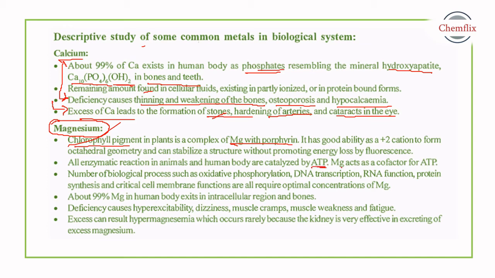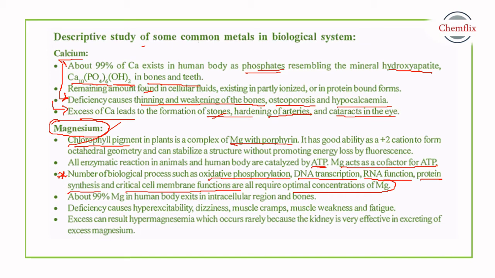Magnesium acts as a cofactor of adenosine triphosphate. A number of biological processes such as oxidative phosphorylation, DNA transcription, RNA function, protein synthesis, and critical cell membrane functions all require optimal concentration of magnesium. Important.